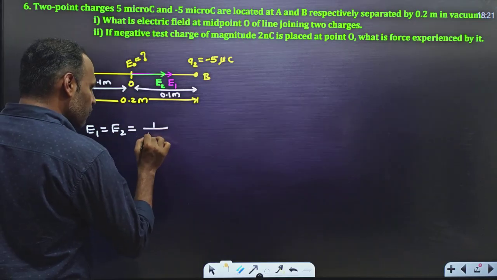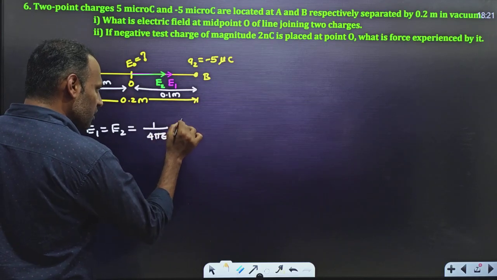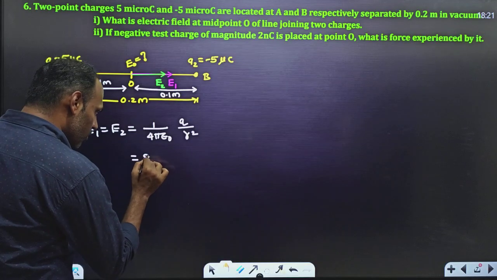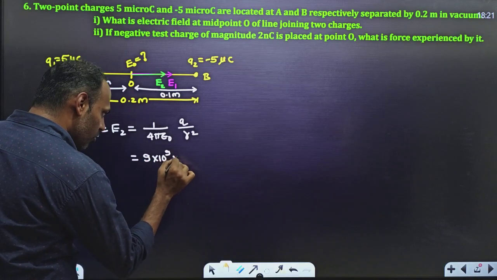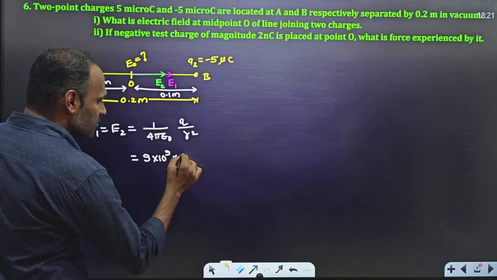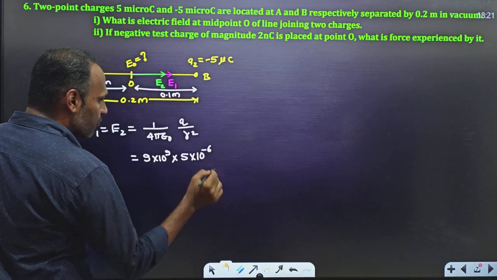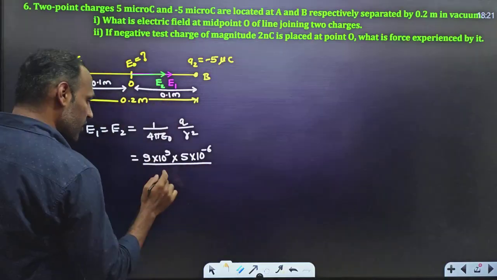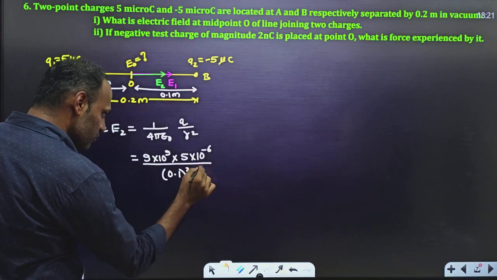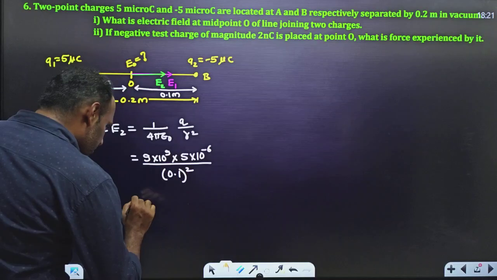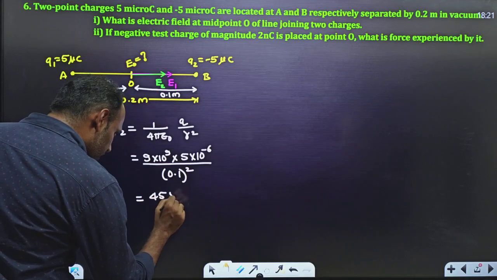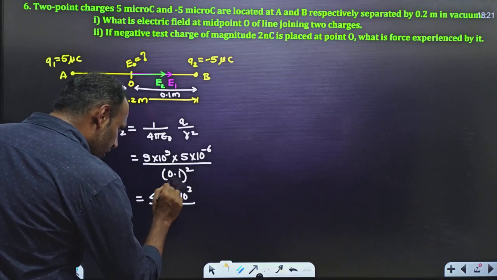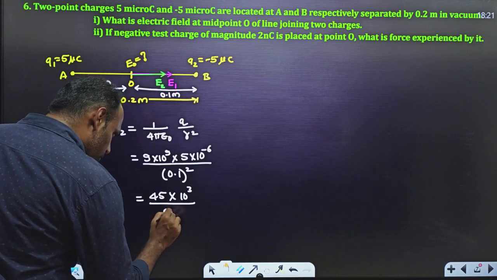The formula is 1 by 4 pi epsilon naught times q divided by r square. 1 by 4 pi epsilon naught is 9 into 10 raised to 9. Q is 5 microcoulomb; just take the magnitude, don't take the sign. Micro means 10 to the power minus 6. Divided by r square, the distance is 0.1, so 0.1 whole square. 9 into 5 is 45. 10 to the power plus 9 minus 6 will be 10 to the power plus 3. 0.1 whole square is 0.01.